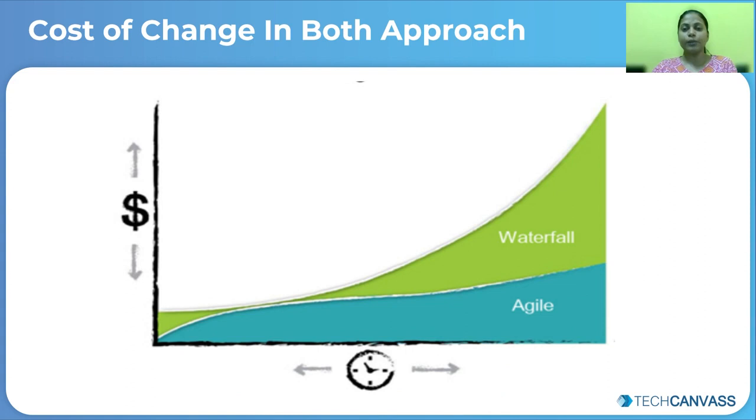Now let's understand the cost of change in both approaches. From the graph, you can see that in the case of waterfall, there is a huge impact on the cost when the change is done. If the change is done here, at the beginning of the project, then the cost is pretty low.